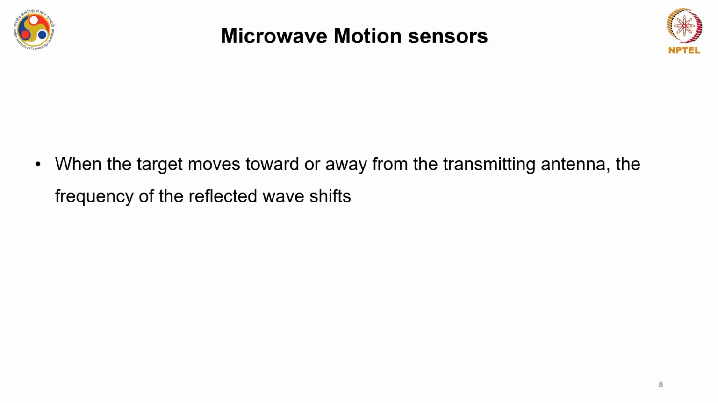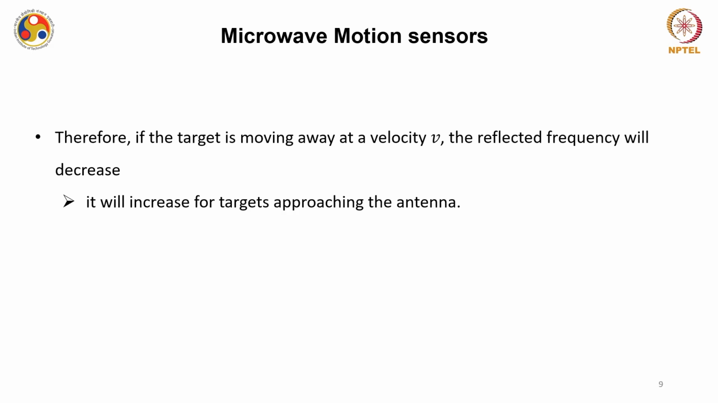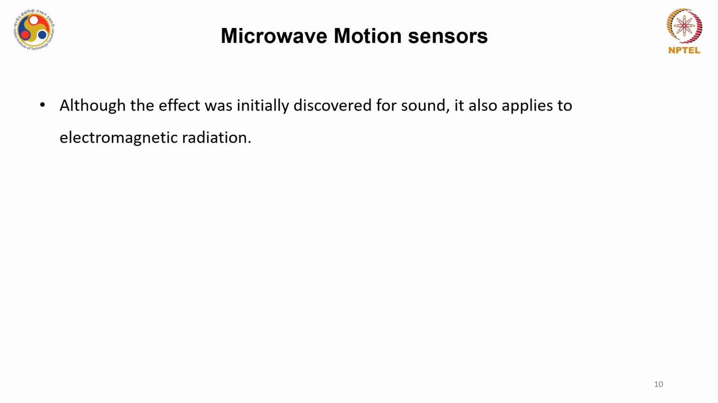Okay, so now when the target moves towards or away from the antenna, the frequency of the reflected wave will shift. If the target is moving away at say a velocity v, the reflected frequency will decrease, and it will increase for the target which is approaching the antenna. Again, this is based on the Doppler effect that we have discussed in the previous class.